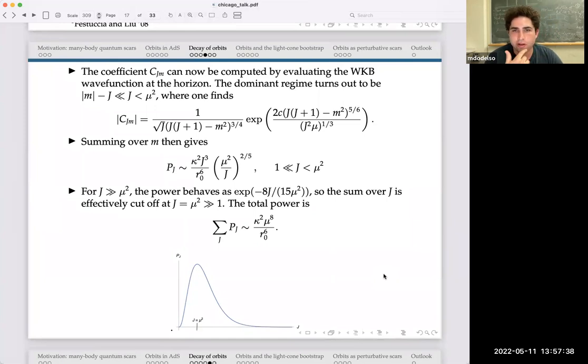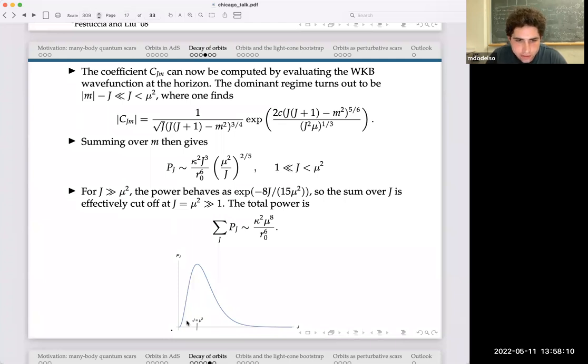So it turns out that the dominant regime is where the spherical harmonic mode number m is very close to j, and j is much greater than 1, and also j is less than mu squared. So in that limit, we find this formula for C_jm, and then we do the sum over m, and we find this formula. So this is for j much greater than 1 and less than mu squared.